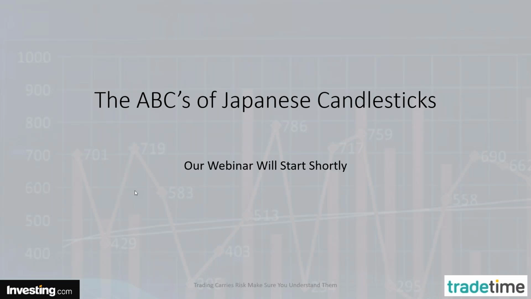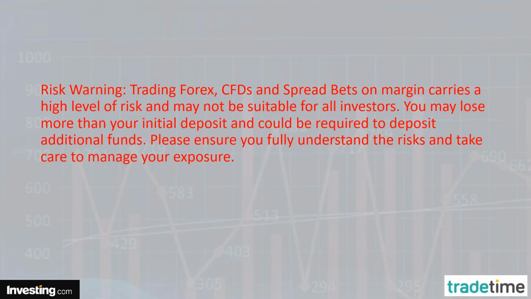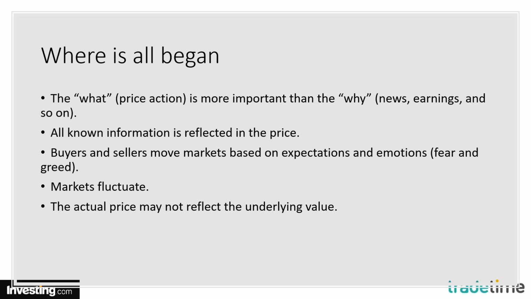With the wonders of candlesticks, or the ABCs of Japanese candlesticks. Now, candlesticks are a very old charting method that was developed by Japanese rice traders in the 17th century and became popular in the Western world in the 1990s.